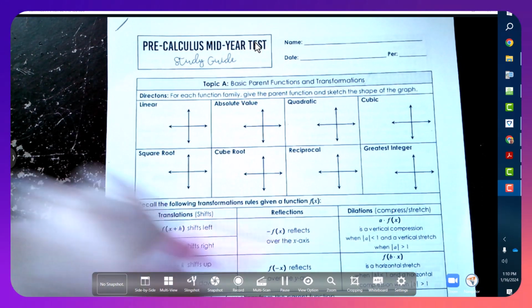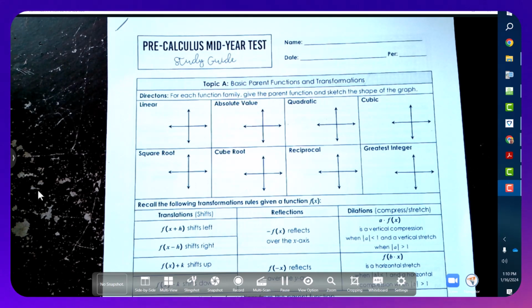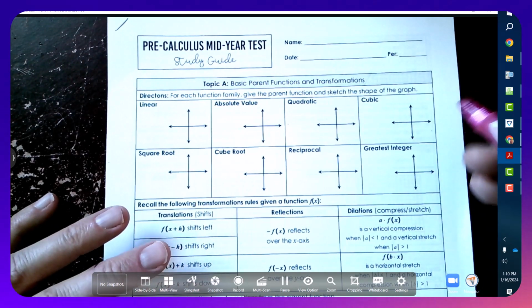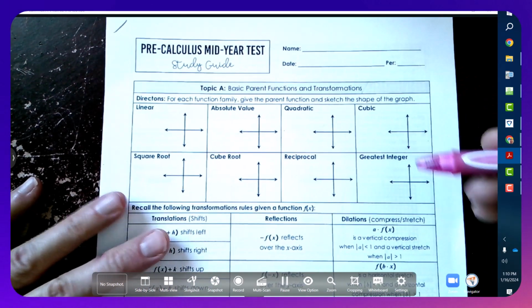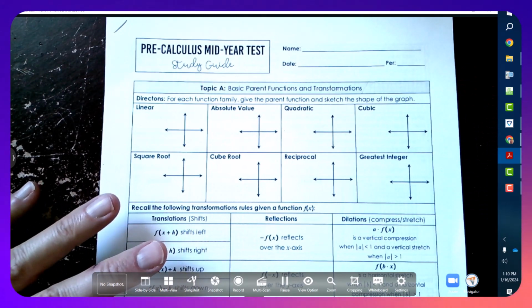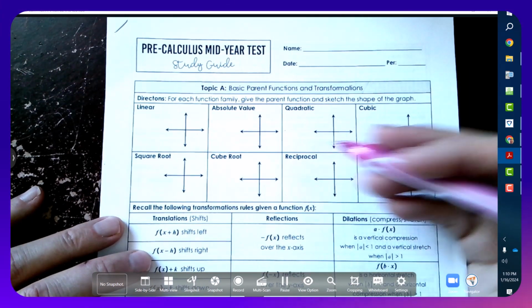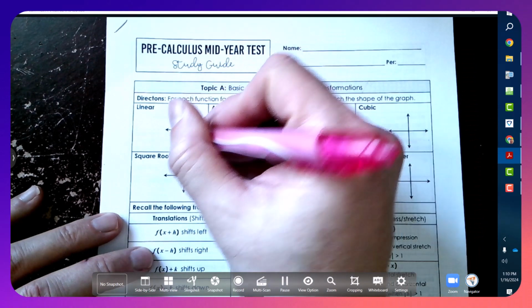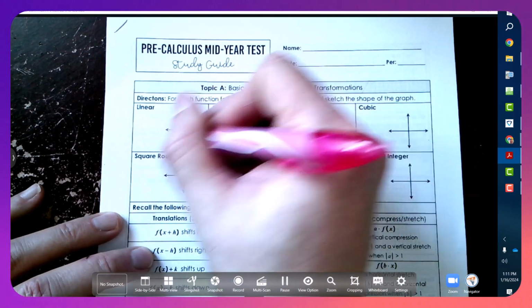All right, study guide. Let me get my stuff ready here. Okay, so we've got our study guide. I'm going to try not to go too quickly, but here are the basic parent functions. These are obviously very important. The linear function is y equals x.